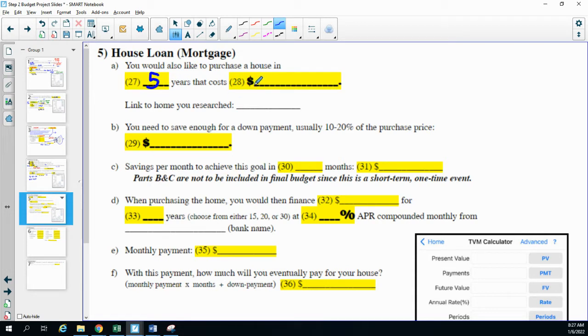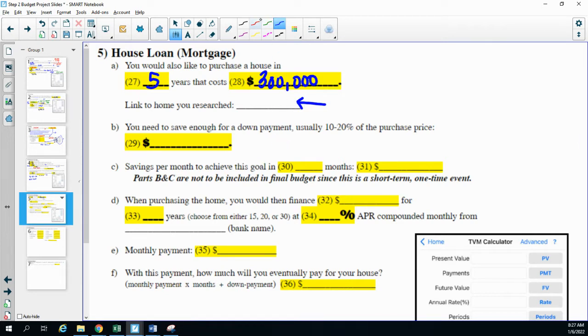And so look up a house, research something that you would like to buy as your first home. Put that cost in number 28. So I'm just going to go with a $300,000 house. And then put the link to whatever home it is that you found here.